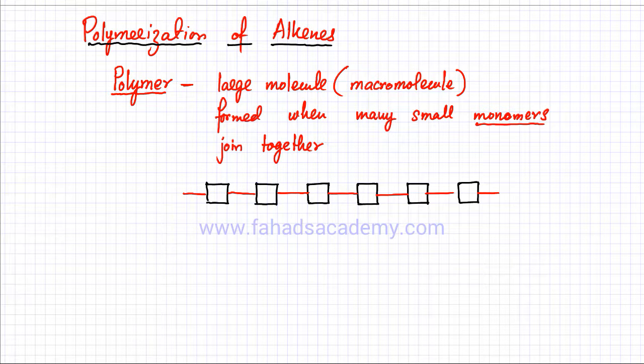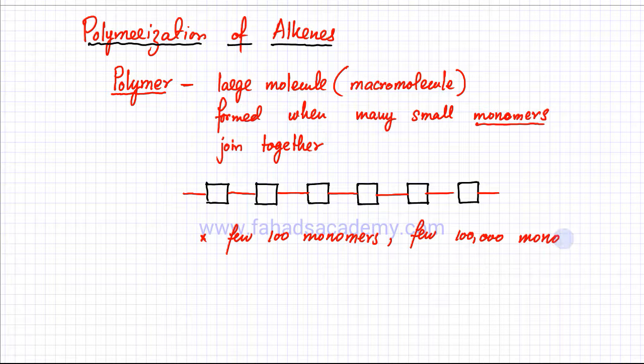It could be as long as a few hundred monomers, or it could be as large as a few 100,000 monomers. So there could be a chain with only a few hundred molecules that join together, or a few 100,000 molecules that end up joining together. So there's a wide variety of polymers, and when polymerization happens, you get a variety of different chains, each having a different length.